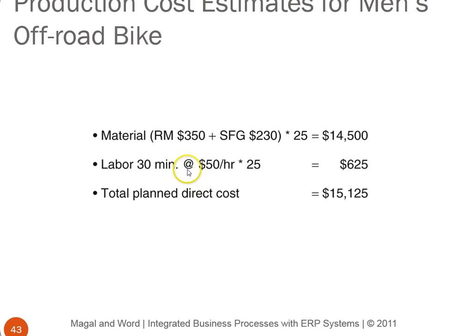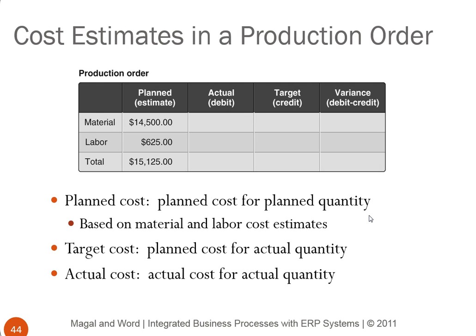So just an example of how to calculate planned direct costs. So materials cost for the off-road bike is estimated to be 14,500 total. Labor 625, so the total planned cost comes to 15,125.